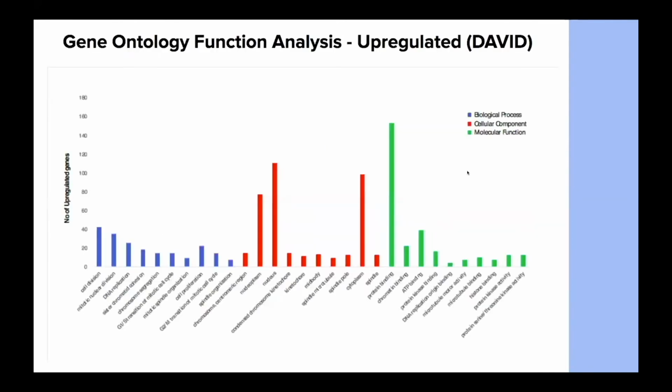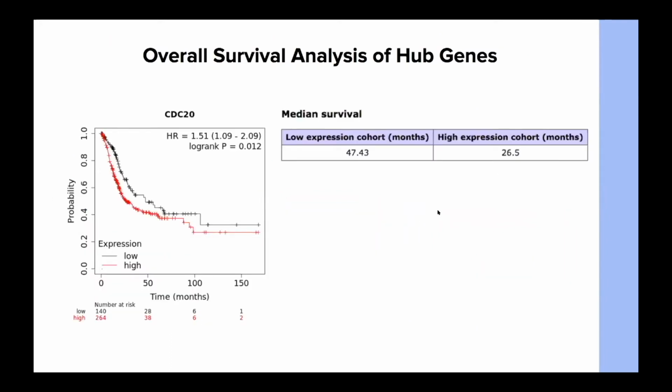So here I conducted a gene ontology functional analysis after that. This is the chart for upregulated genes. CDC20 was really the only hub gene out of the 10 that qualified as a prognostic biomarker for muscle-invasive bladder cancer.